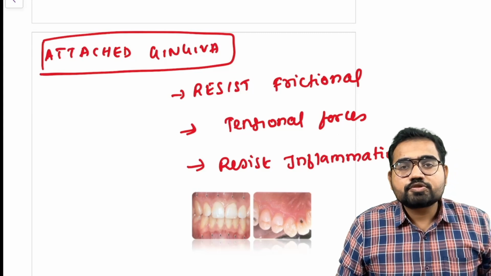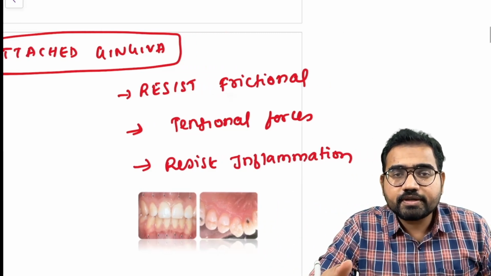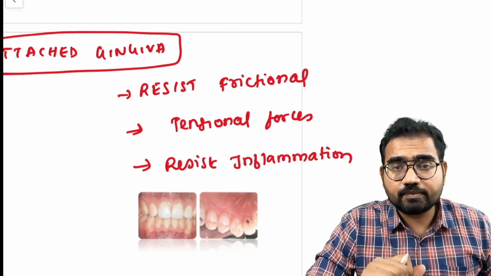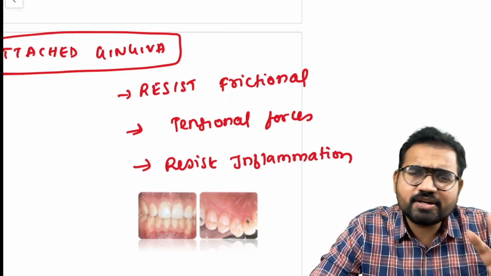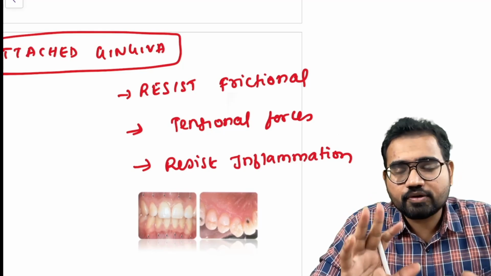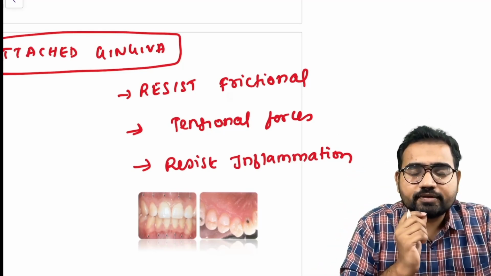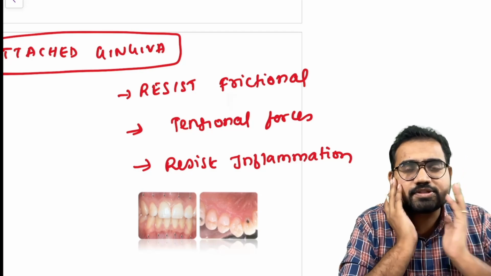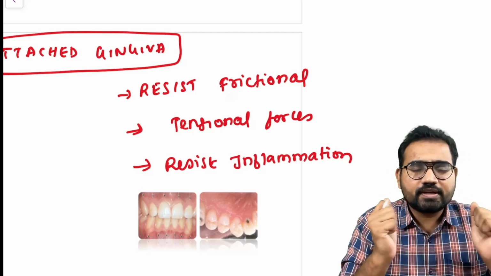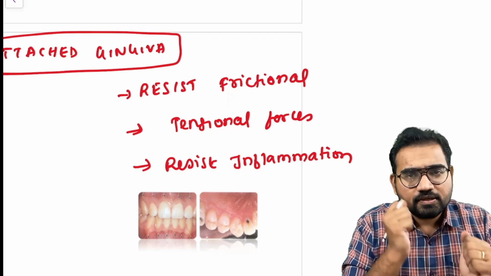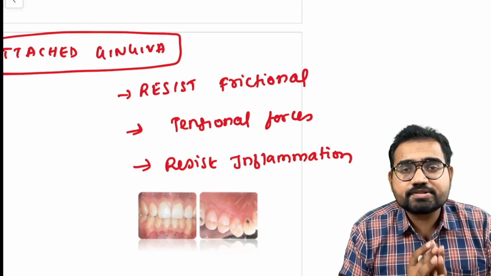Okay, so resist frictional forces, tensional forces and resist inflammation. Frictional tensional forces is fine, sir, because it is firmly attached, so it resists the pull of the frenum and the muscles of mastication, so it helps to hold the gingiva in place. That is fine, sir. How come it resists inflammation?